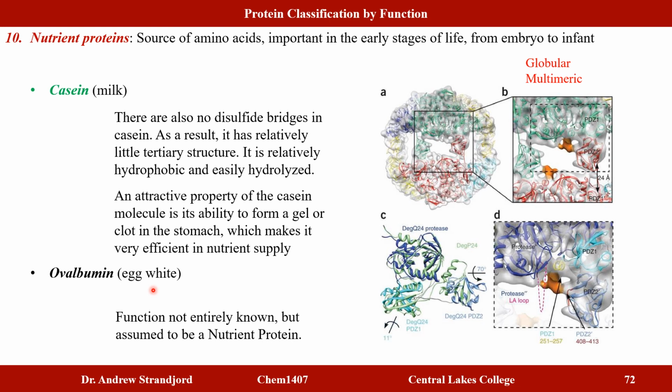Another example of a nutritional protein is egg whites. Even though the function is not entirely known by scientists, it is assumed that they are a good nutritional source of proteins. Most eggs have a lot of this egg white protein in them, and we know that that's what the developing chicks or developing animals use as their nutritional source until they hatch.